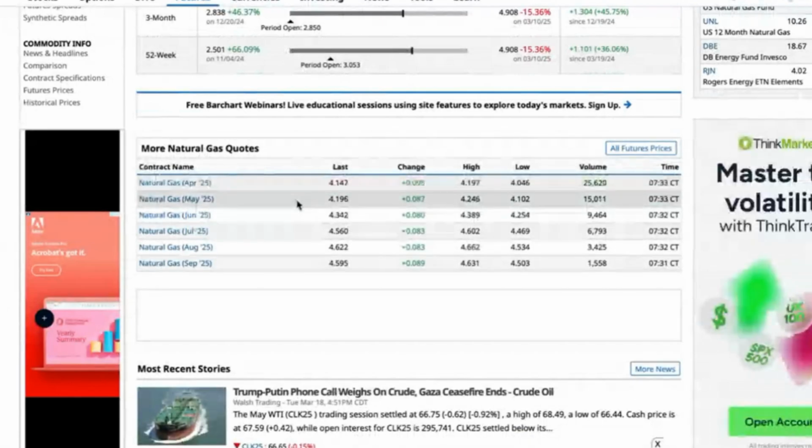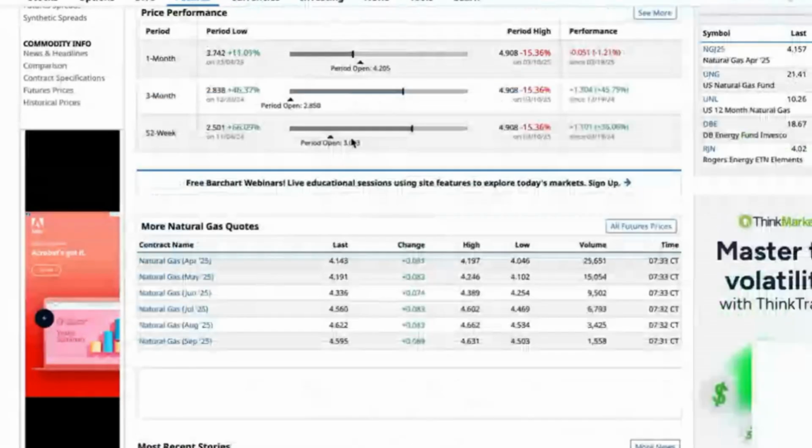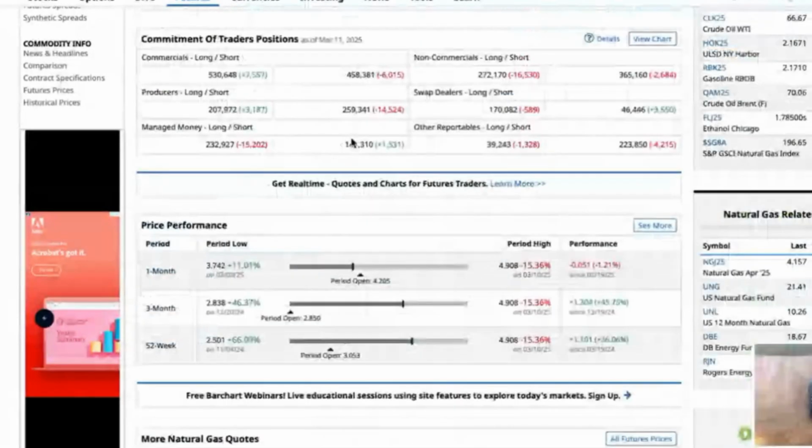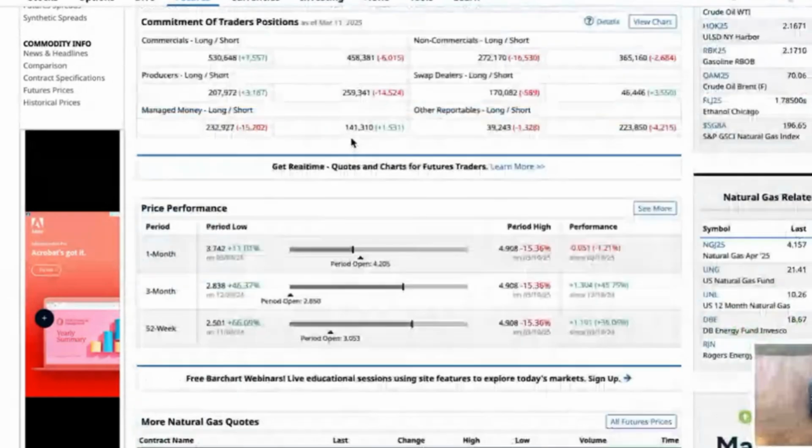We can go through May, June, July, August. Not much difference in price, actually going slightly up. Quite interesting, actually. More demand going out into the future. And then we also can look at the commitment of traders' positions.